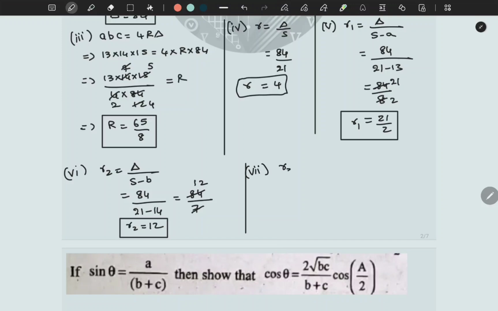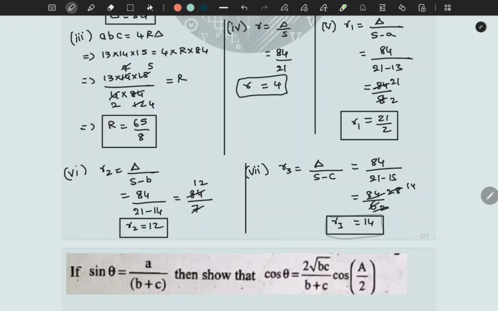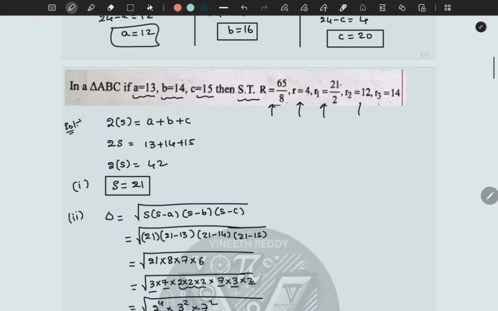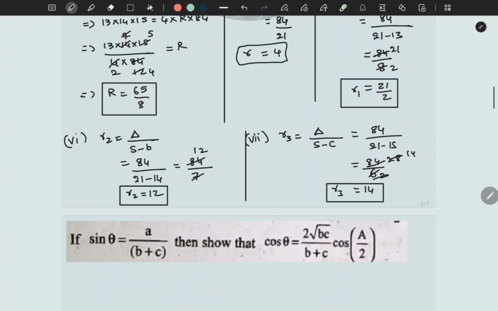And the last step is step 7, in which we will be finding r3, which is delta by s minus c, which is 84 by 21 minus 15, so it is 84 by 6. So 3 times 2, 3 2's are 6, 3 8's are 24, so this is 14 ultimately. So we get r3 as 14. I hope 12 and 14 are the answers. Yes, perfect. So we proved it, dear students, hence proved.